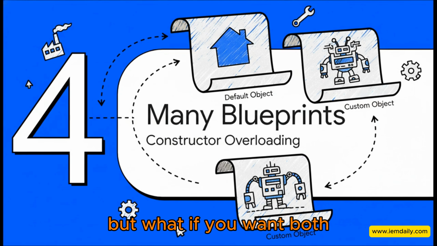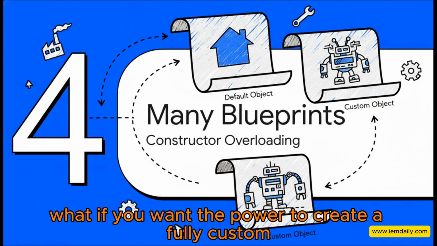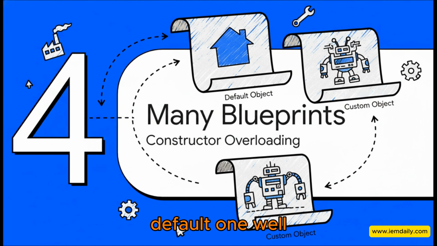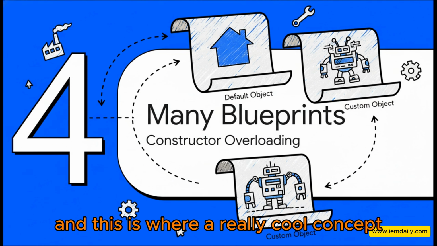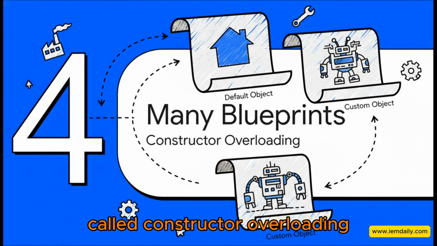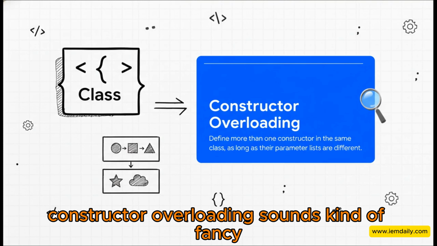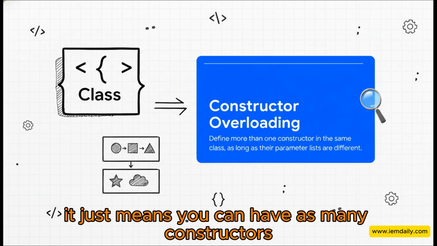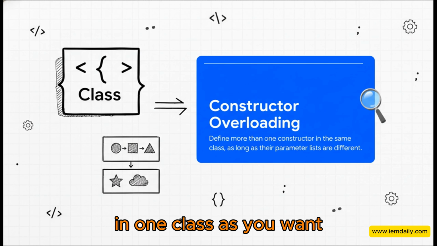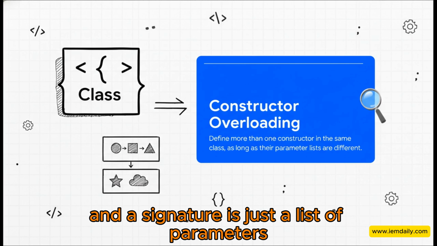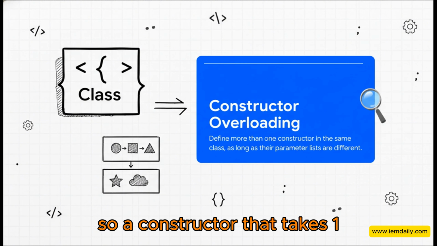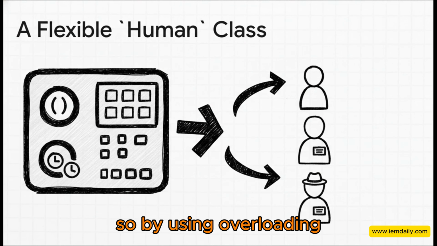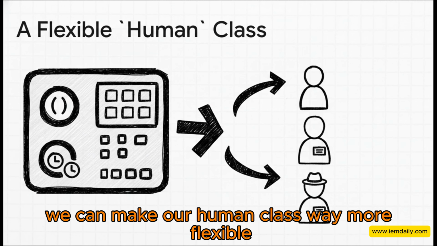But what if you want both? What if you want the power to create a fully custom object, but you also want the option to create a simple default one? Well, the good news is you absolutely can, and this is where a really cool concept called constructor overloading comes into play. Now, constructor overloading sounds kind of fancy, but the idea is actually super simple. It just means you can have as many constructors in one class as you want, as long as they each have a different signature. And a signature is just the list of parameters. So a constructor that takes 1 int is different from one that takes 2 ints, which is different from one that takes 1 string.